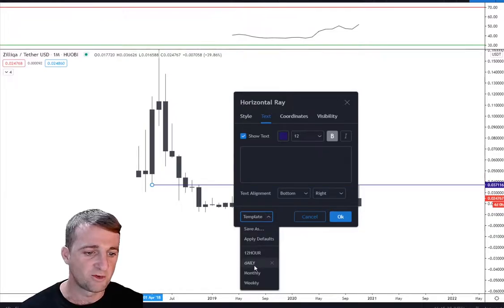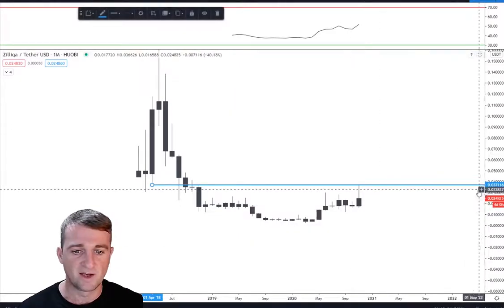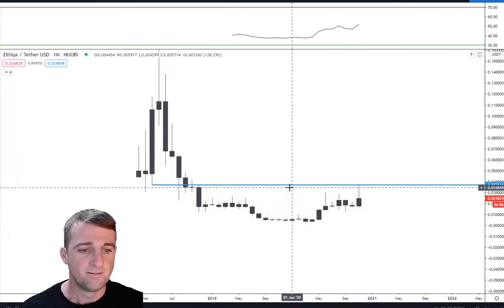I have a template here, so I've got a 12-hour, a daily, a monthly, and a weekly, and I set that to a monthly. I just have a little M at the end, and that is in blue. So every time I look at a chart and I see a blue line, that to me is a level.